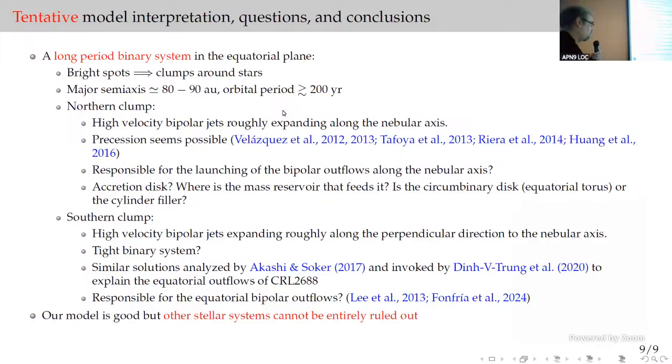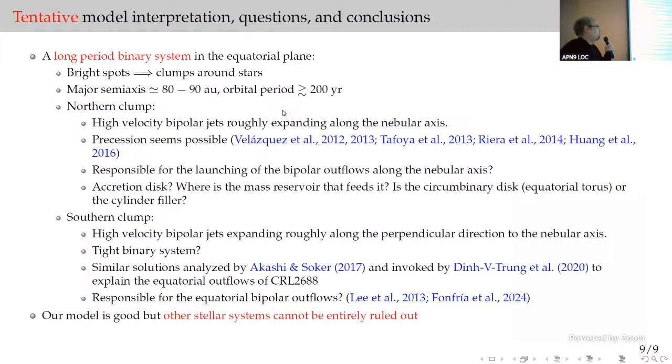And finally we get to the most important part. We have a very good model that mostly reproduces the emission, but we have to give it a physical background to explain it. A preferred interpretation is that these red spots are actually produced by clumps that contain stars and bipolar jets. These stars could be part of a binary system with a separation of between 80 and 90 astronomical units, which implies orbital periods not shorter than 200 years.